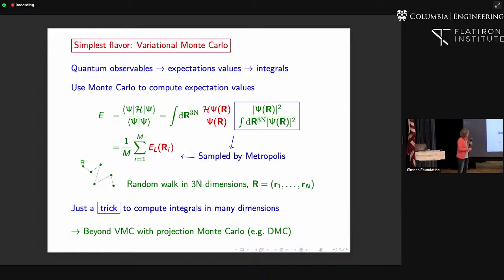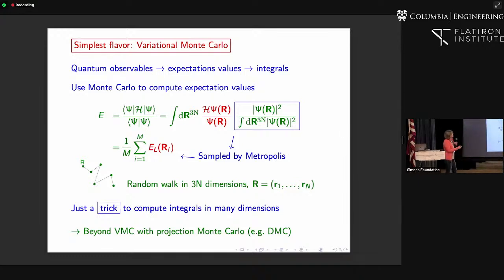Of course, you have a bias from the wave function, and usually what we do is go beyond variational Monte Carlo by applying some sort of projection Monte Carlo approach, where we stochastically project a better approximation starting from whatever you worked on in variational Monte Carlo. And here we are going to use diffusion Monte Carlo.